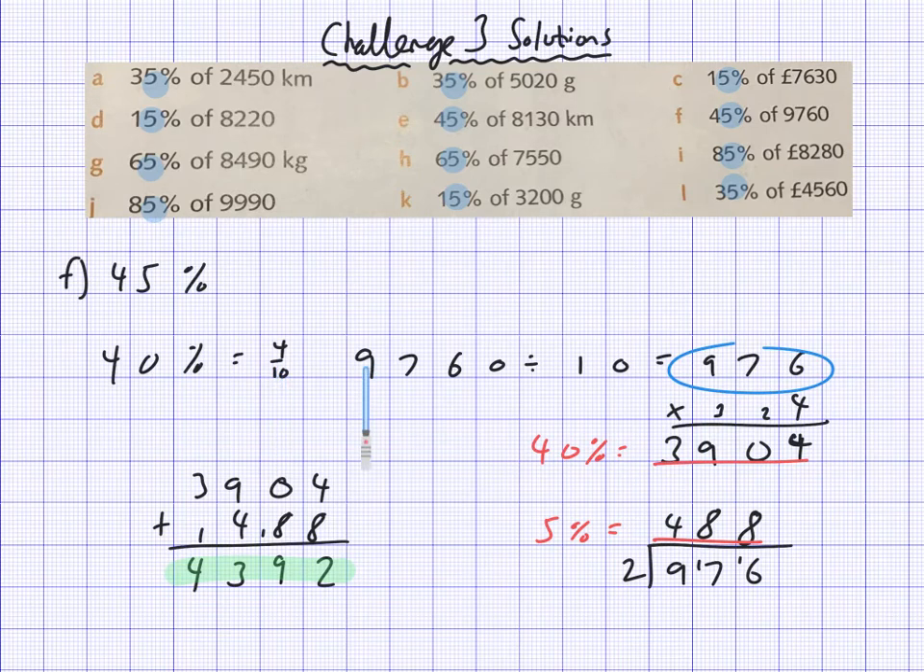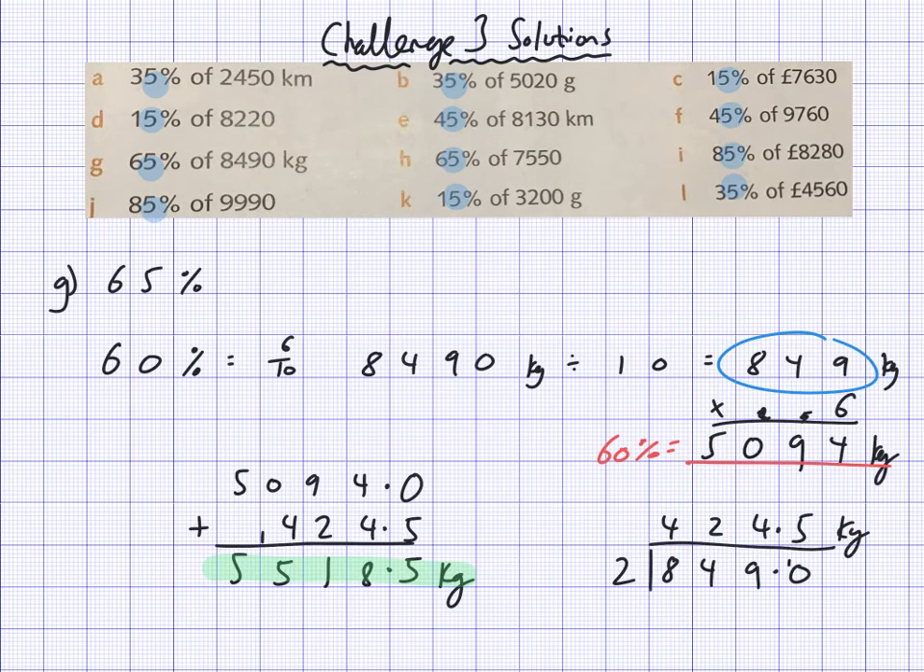For F, I was finding 45%, so I started by finding 40%, which is 4/10. So divide by the bottom, 9,760 divided by 10 gave me 976. Multiply that by 4, multiply by the top to find 40%, which is 3,904. Then I took 10%, 976, and divided it by 2 to find 5%, which was 488.